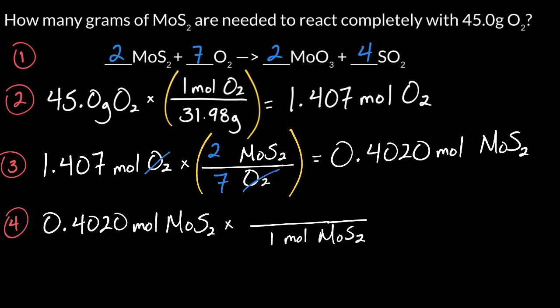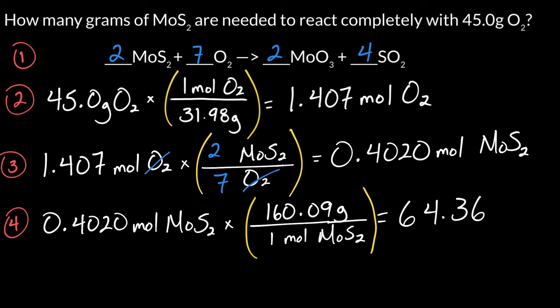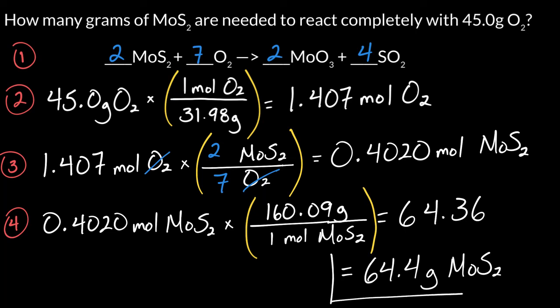We're asked for our final answer to be in grams of MoS2. So for my fourth step here, I've got to convert from moles of MoS2 to grams of MoS2. And I'm going to do that by multiplying it by its molar mass. So 160.09 grams per mole of MoS2. And we toss that in the calculator, and we get 64.36. And we do want to be mindful of sig figs here. I'm going to round for 3 sig figs, so we'll go 64.4 grams of MoS2. And that is our final answer.